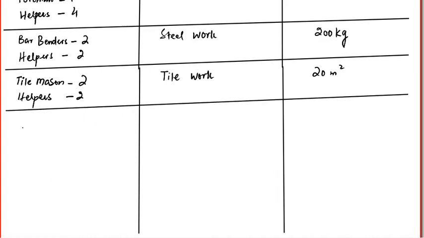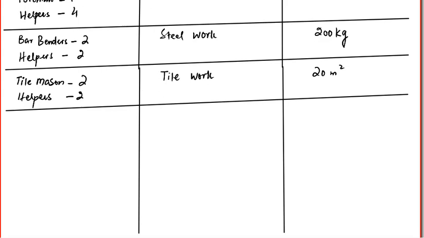So this is going to be very helpful when you are doing estimation and you have a very short period of time to find out the manpower needed for a project. On the basis of these thumb rules, you can easily calculate within a short period of time the required manpower for any project, especially for building construction.